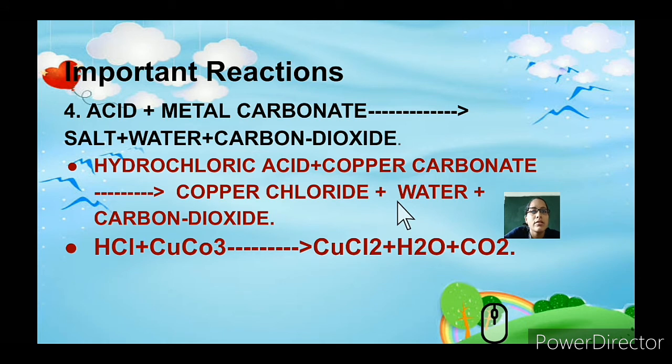Next, acid when it reacts with metal carbonate gives rise to salt, water and carbon dioxide. Here hydrochloric acid and copper carbonate react together to give rise to copper chloride, water, and carbon dioxide is released. You can see the equation here. Hydrochloric acid is written as HCl, copper carbonate is written as CuCO3, copper chloride is CuCl2, water as usual is H2O, and carbon dioxide as CO2.